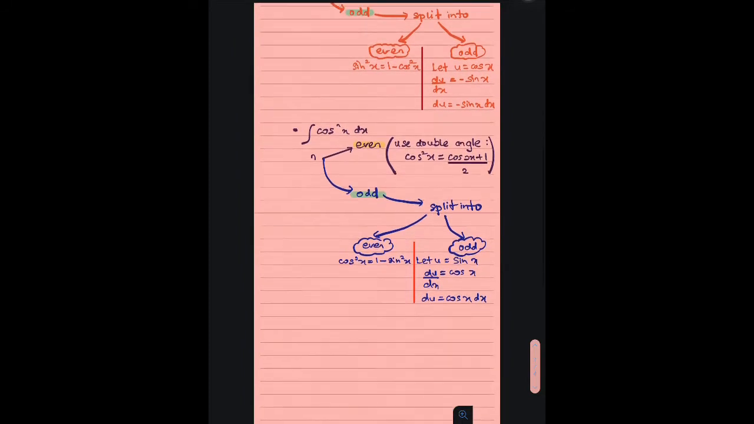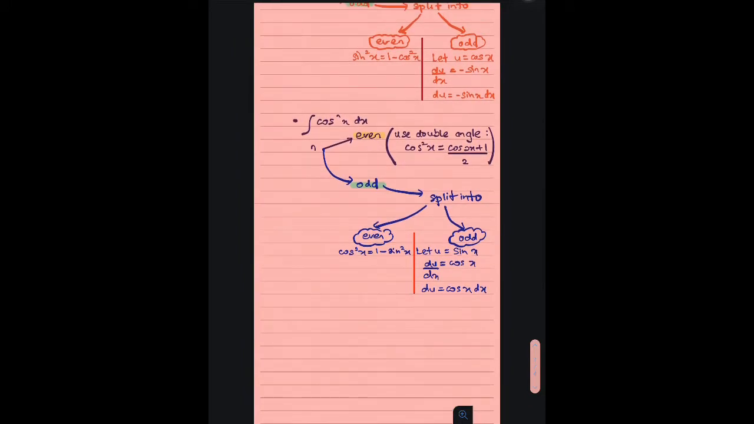For cos, when n is even, we use the double angle formula, while when n is odd, we split it into 2, which is the even and odd part. For the odd part, let u equal sine x and differentiate with respect to x. For the even part, we use the identities formula.